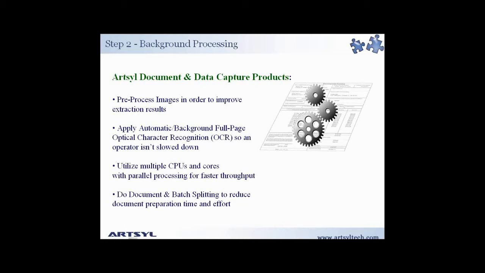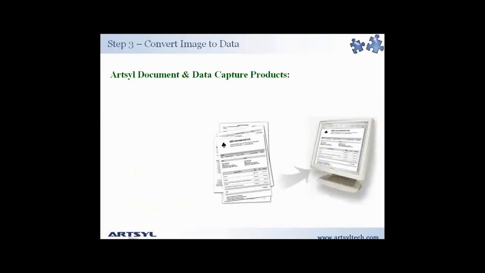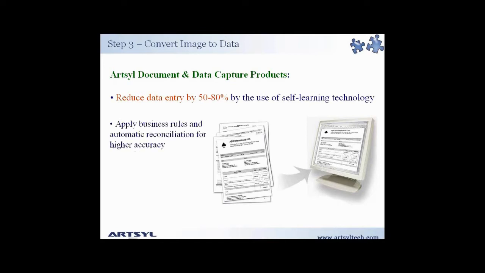We can do document and batch splitting to reduce document prep time. After we've done the processing, we can convert the image to data. That means we can deliver between 50 and 80% reduction in the time it takes to process a document.